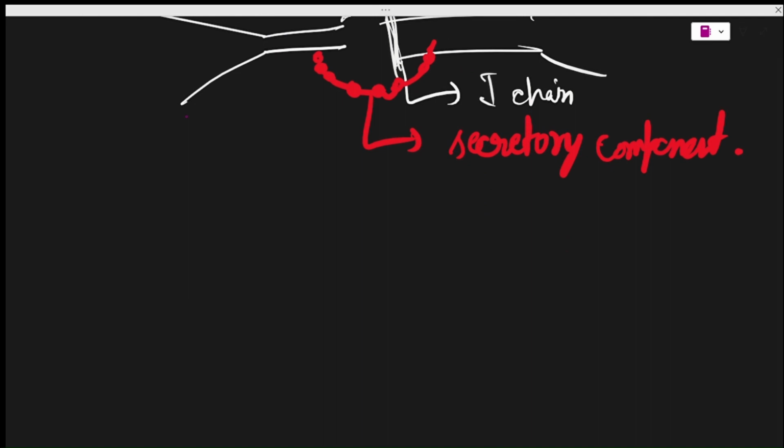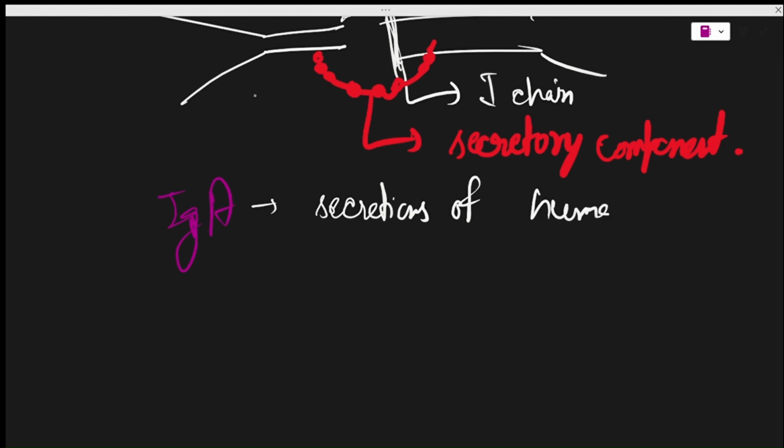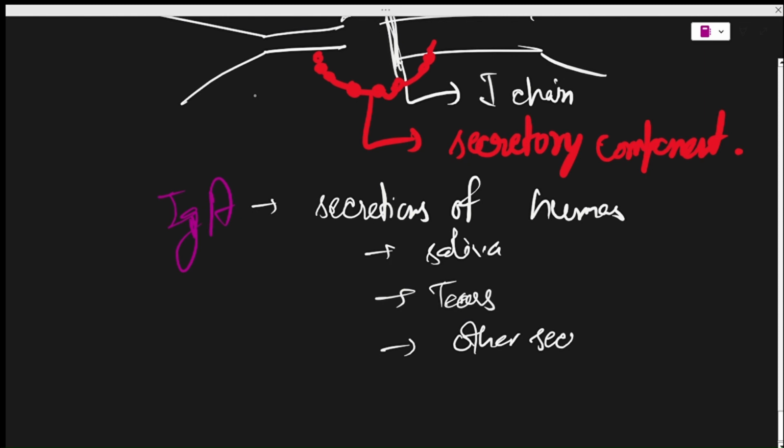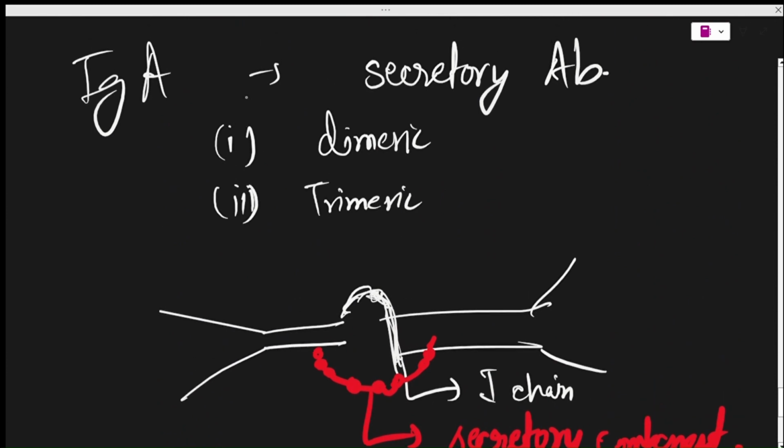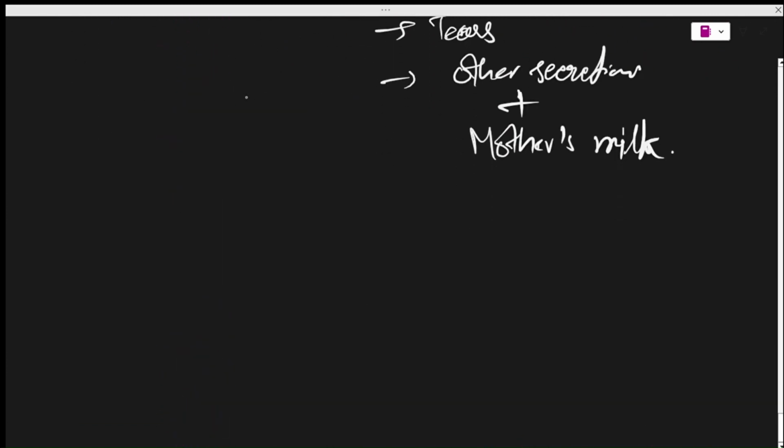Now what happens is this IgA antibody is a special antibody which is only found in the secretions of humans like saliva, tears, other secretions, plus also found in mother's milk. That is why they say that mother's milk contains power, energy, which is in the form of immunity that saves the offspring or a newborn from various infections.